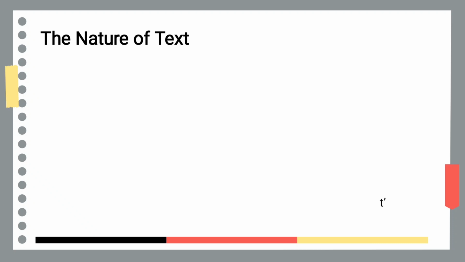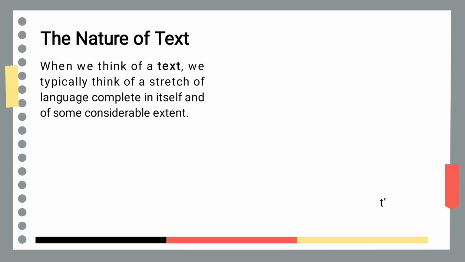So let's start with the nature of text. When we think of a text, we typically think of a stretch of language, complete in itself and of some considerable extent. So we perceive text as a composition or a written work that uses a language that contains meanings and has a purpose in communication. For example, business letters, news reports, etc.